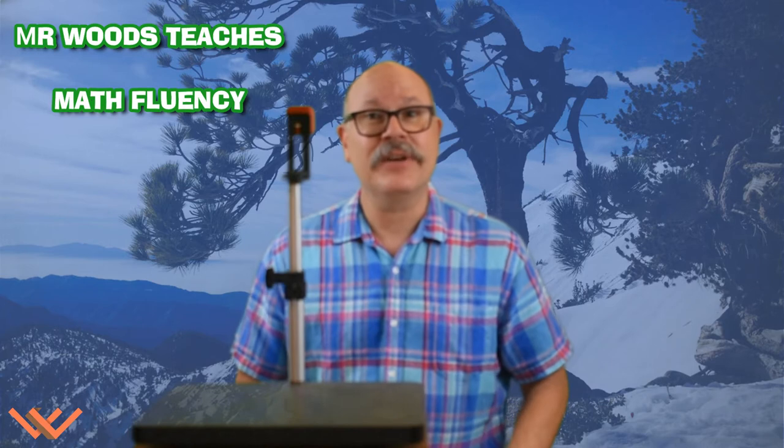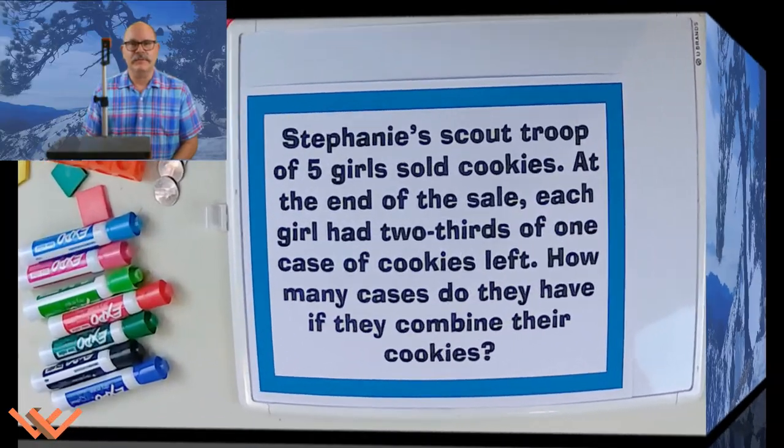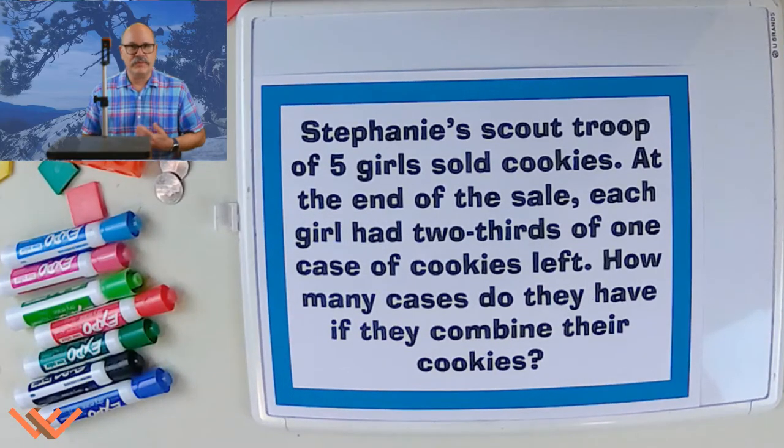Okay, let's get started. Today we're working on this problem, and I'm going to show a couple other problems too, but we're going to start with this word problem. It says, Stephanie's scout troop of 5 girls sold cookies. At the end of the sale, each girl had 2/3 of 1 case of cookies left. How many cases do they have if they combine their cookies?